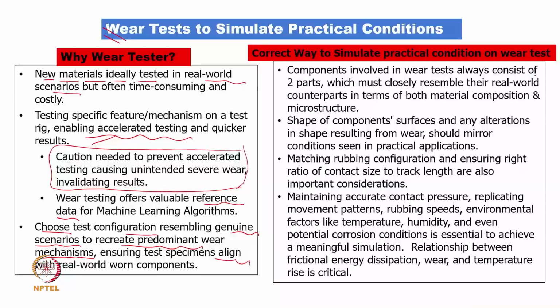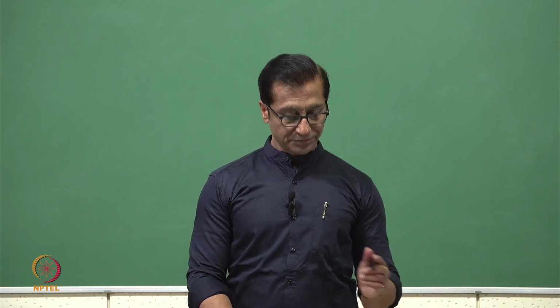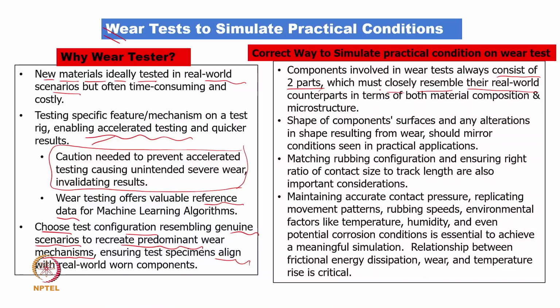Basically we require a tribometer, the tribo interface, which consists of two parts. That means if I want to test one material, we need another material against which we test the performance of the first material. Both parts are required, and both should closely resemble the real world scenario. The real interface should simulate the same environment, and it should have the same material composition as well as microstructure. This is very important.